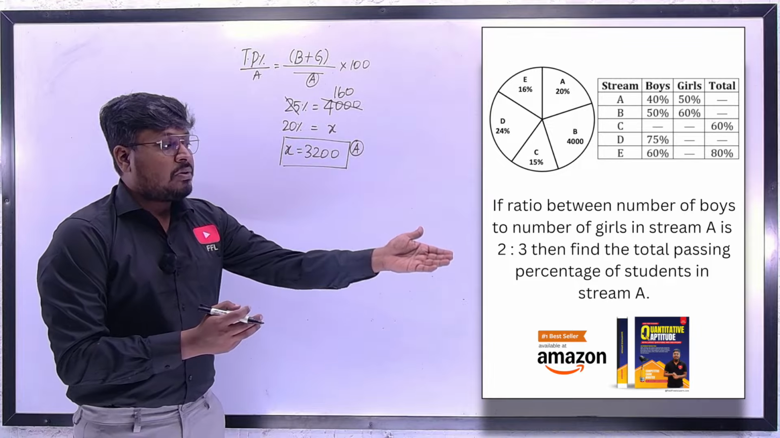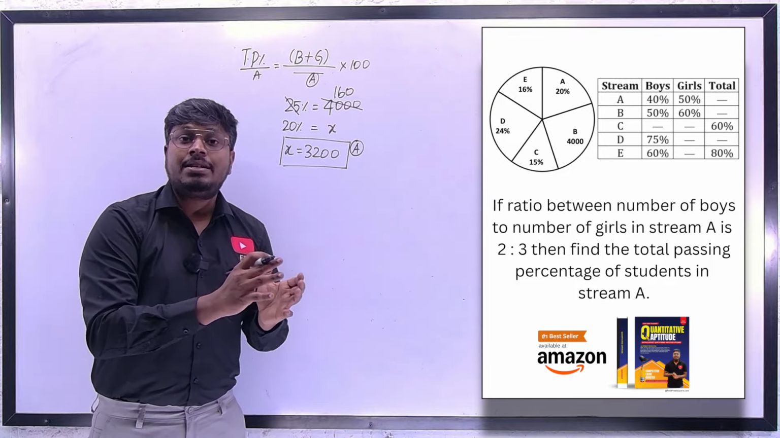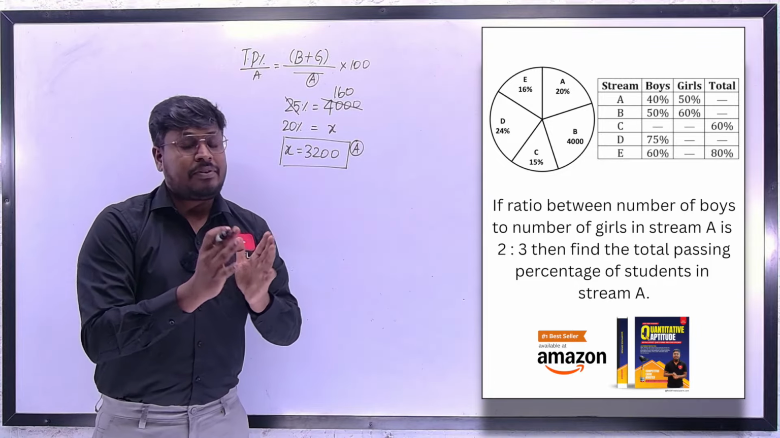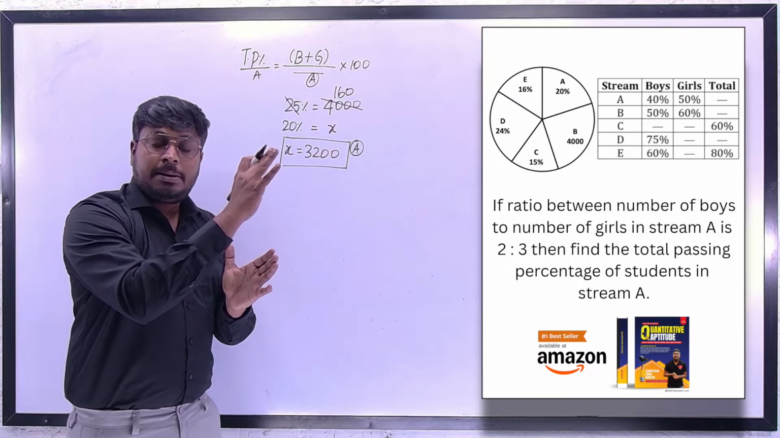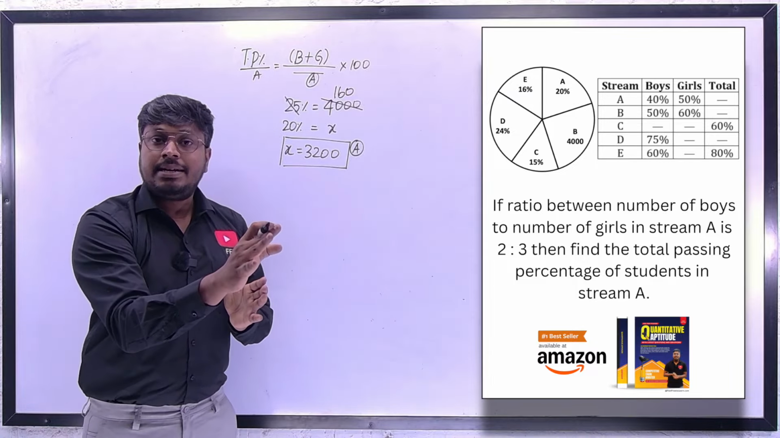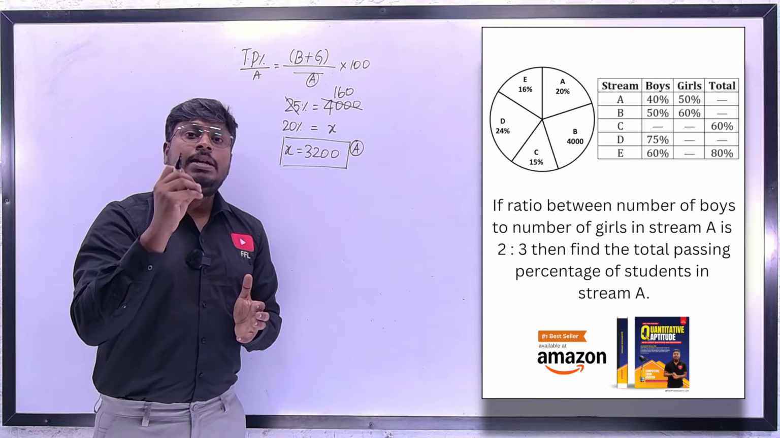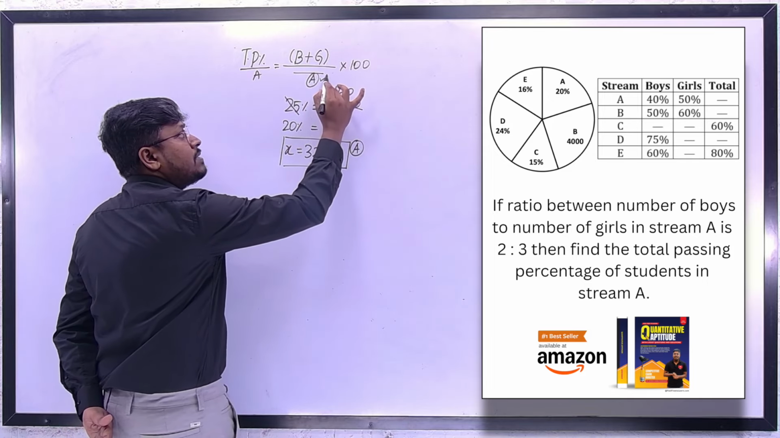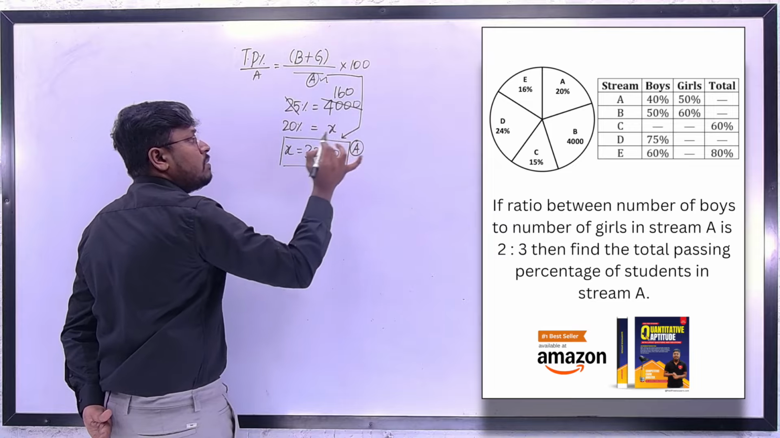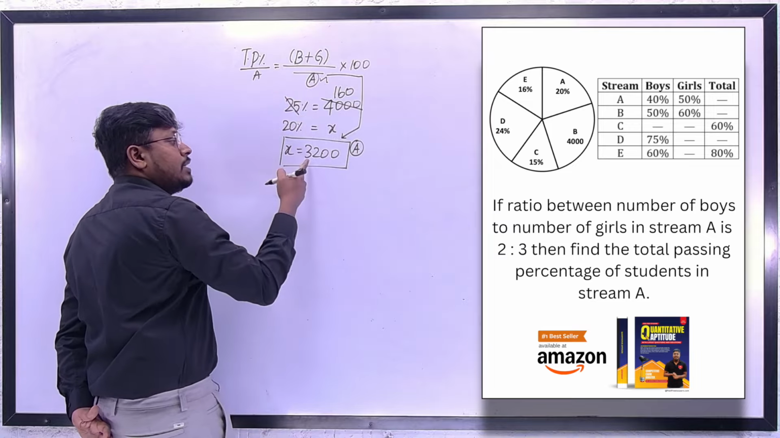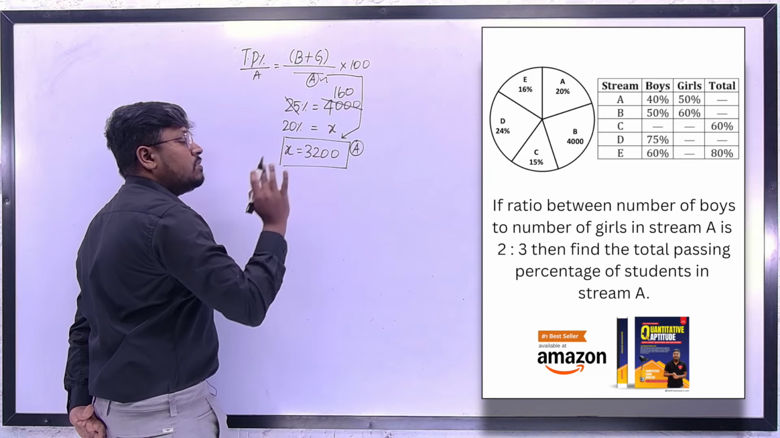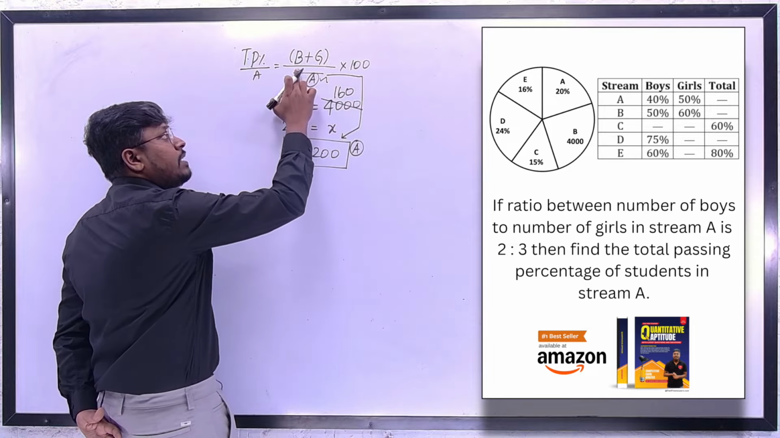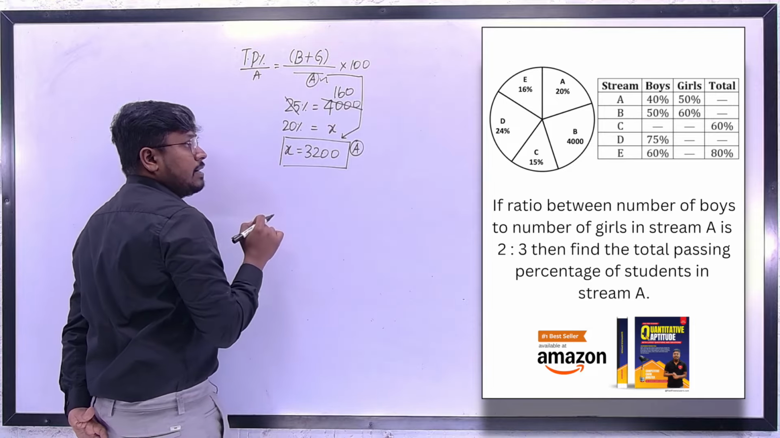Now according to the question, our target is to find the total pass percentage from stream A. So we know it is the total boys passed plus total girls passed, divided by the total number of students from stream A. We already found the denominator value here, which is 3200. Now we need to find the passed boys and the passed girls.